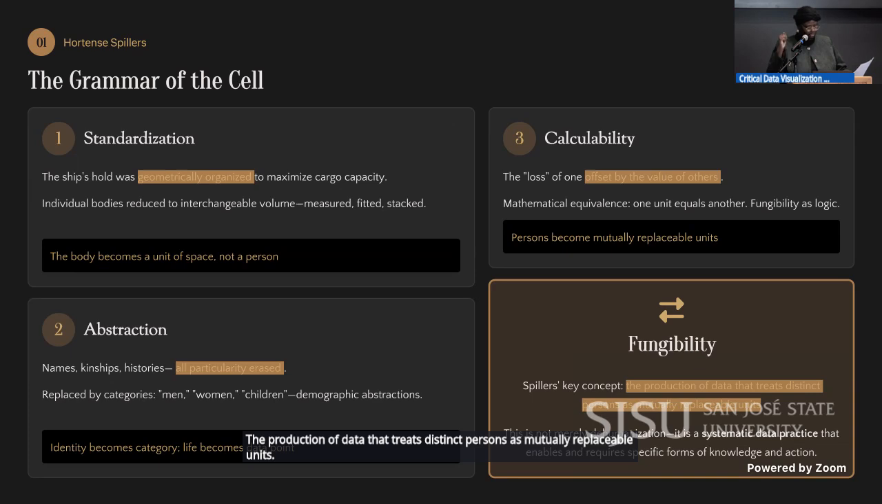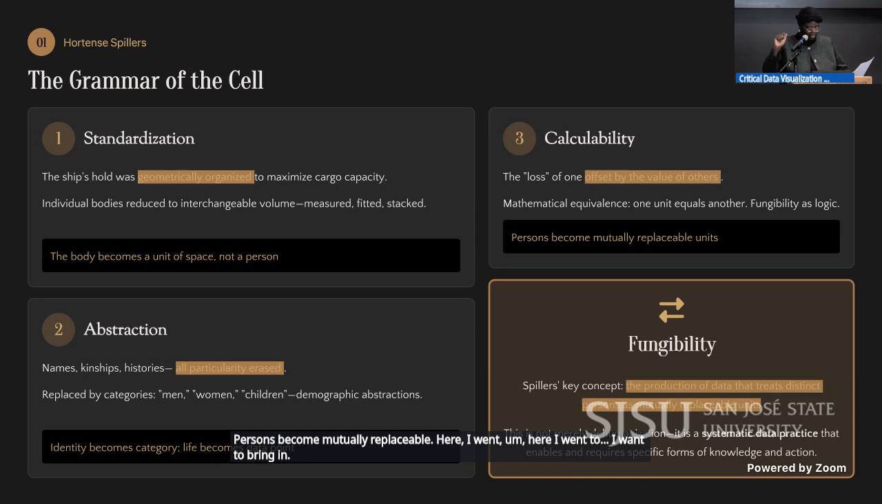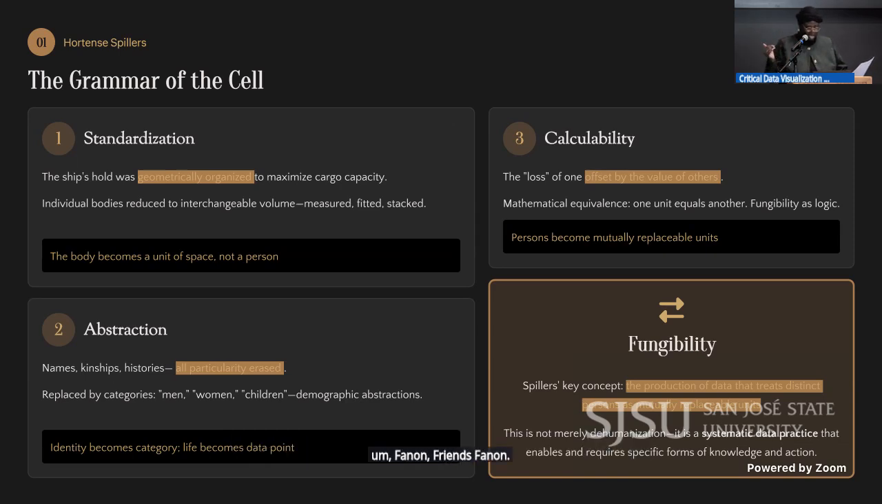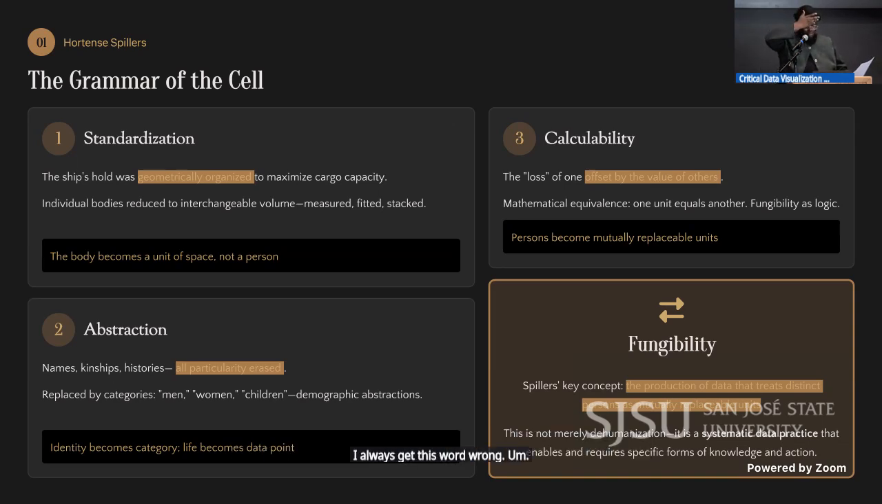Persons become mutually replaceable. I want to bring in Frantz Fanon into direct conversation. Fanon writes about the corporeal malediction. I always get this word wrong. Malediction. The way Black skin becomes the site of all meaning, the surface that speaks before the subject can. Spillers' analysis of the hold shows us the historical production of the condition. The hold is where the body becomes pure surface, where epidermalization is institutionalized.